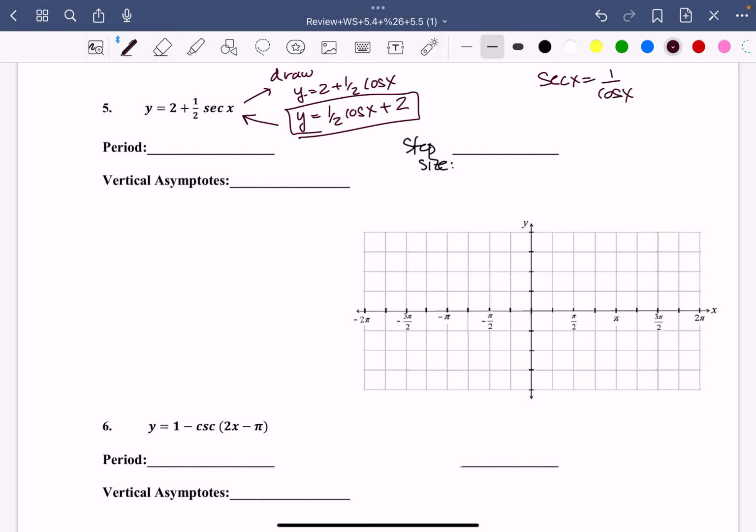So the period of this thing, period is 2 pi over b. So 2 pi over b means it's going to be what?